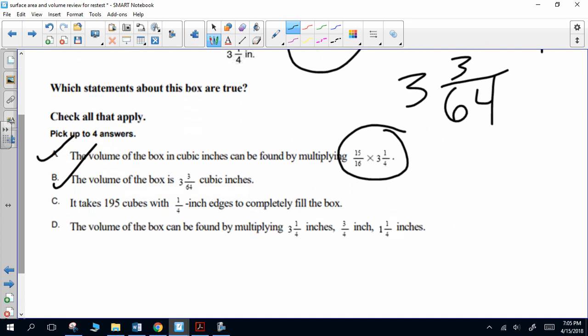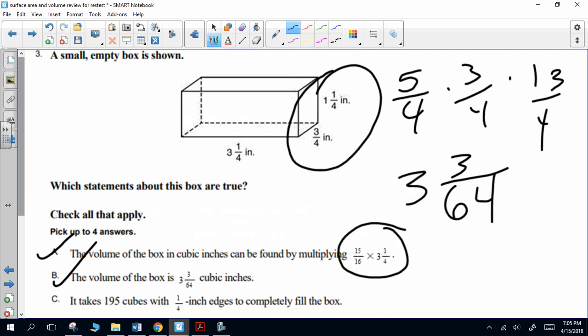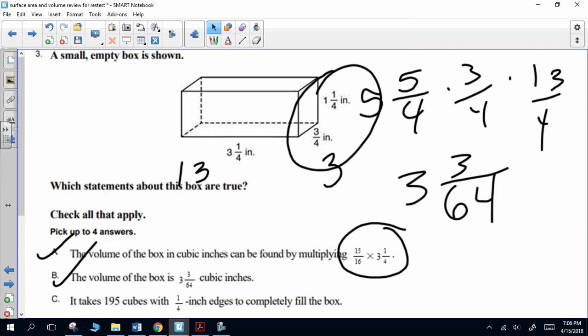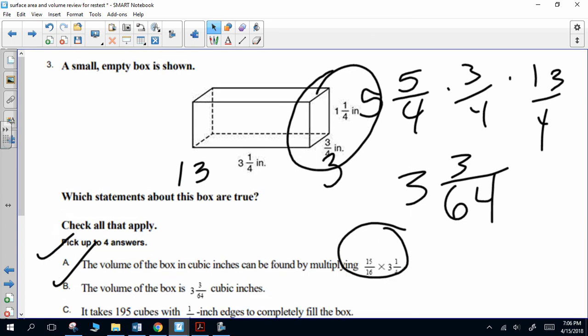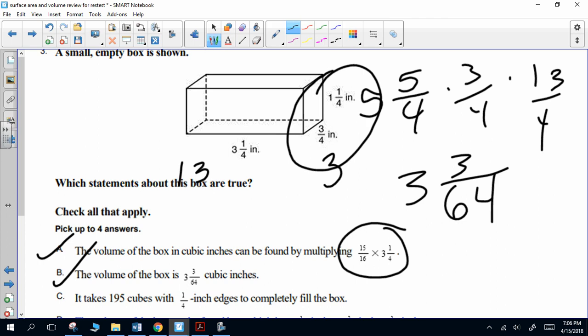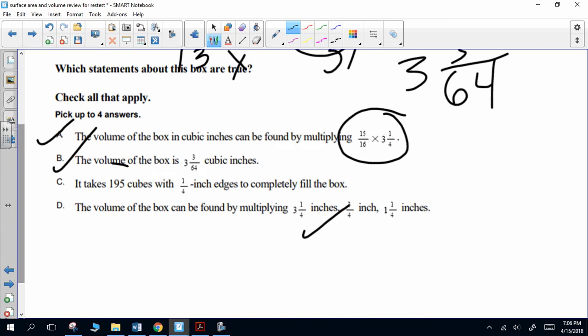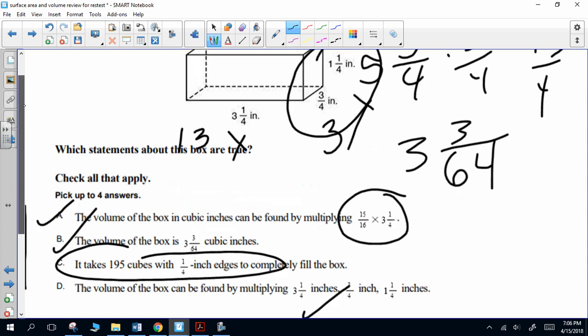I'll skip the next one until we come back to it. This is, of course, true. And then I know that it would take 13 blocks on this side, 5 blocks on this side, and 3 blocks on that side. And if I multiply those 3 numbers together, that gives me 195. So all 4 of these answers were correct.